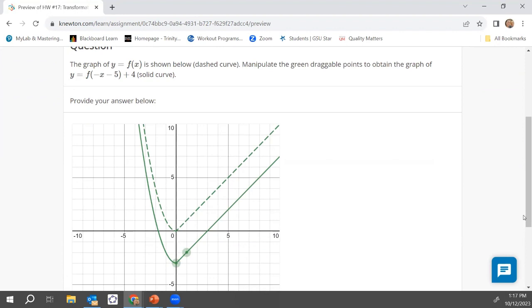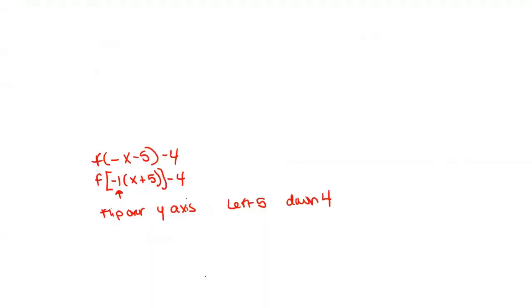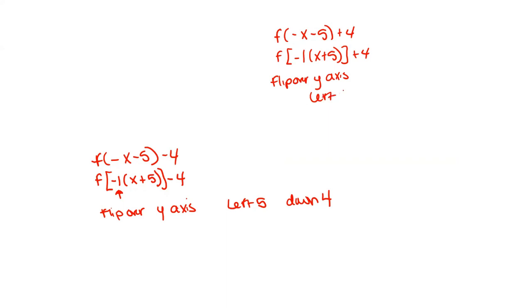All right, this one. Is that what I did already? Oh, it's plus 4 instead of minus 4. So f of x is negative x minus 5 and now plus 4. So it's going to look similar, negative 1x plus 5, but then it's plus 4. So we're still flipping over the y-axis, but now after our left 5, we're going up 4.